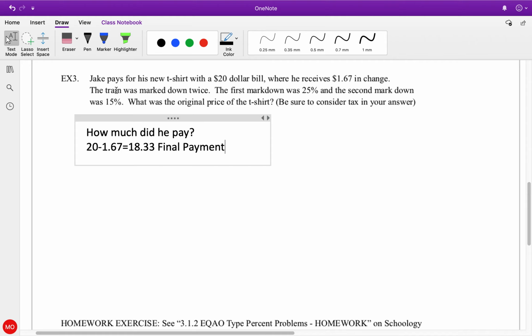So that should say t-shirt. The t-shirt was marked down twice. First for 25%, second was for 15%. What's the original price of the t-shirt? And we had tax in there. Right, so let's look what happened.